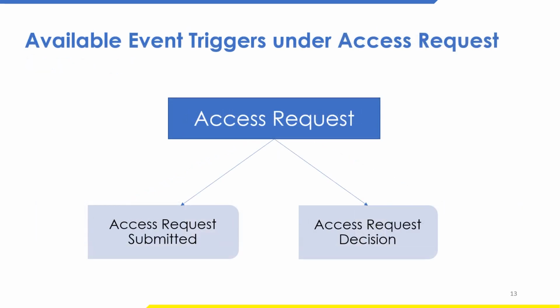Let's have a discussion of the available event triggers under access request. Access request submitted is a response required event trigger. For the access request submitted event trigger, the trigger will send the event to the external webhook and the subscribing service can use this information to make a decision about whether to approve or deny the request. To approve an access request, the subscribing service responds to the event trigger. In the same way, to deny an access request, the subscribing service needs to respond to the event trigger.